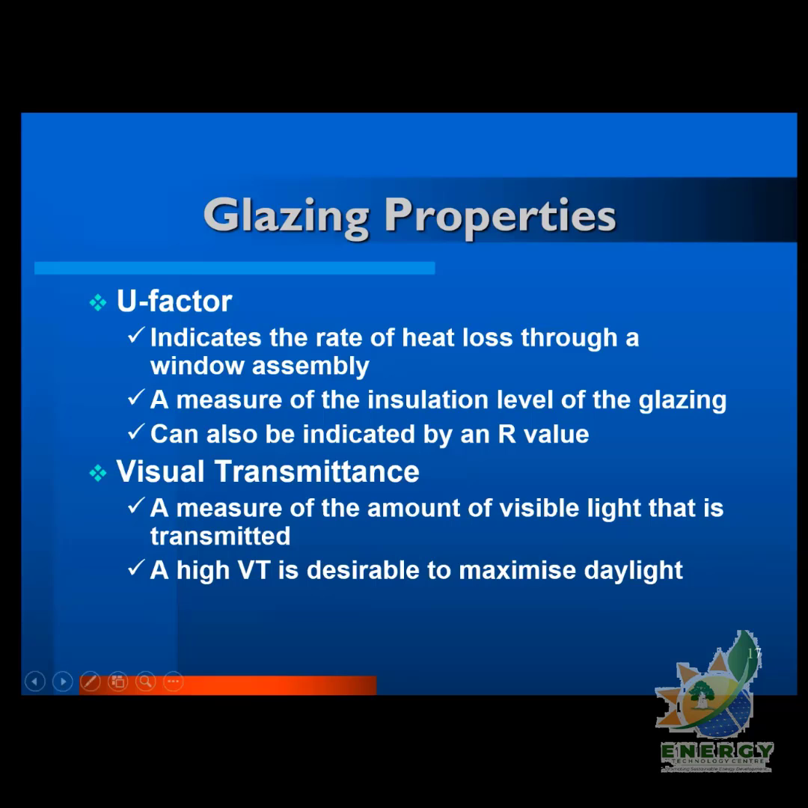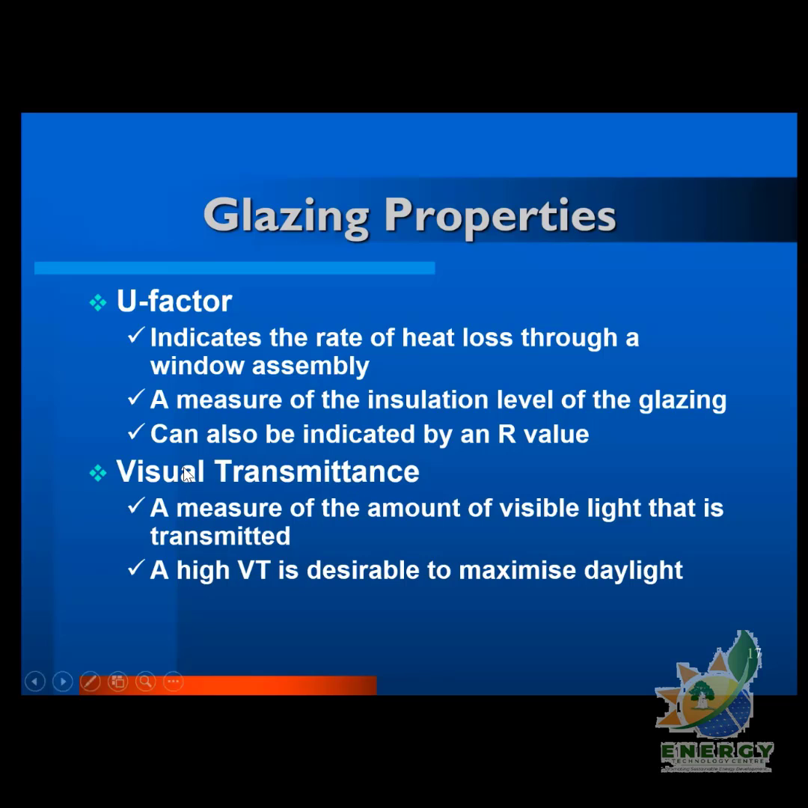Now, if you look at the glazing properties in terms of R values, in terms of resistance to heat loss, these are good if you are using the U factor or R factor, which is the inverse of the U. Now, visual transmittance is a measure of the amount of visible light that is transmitted. A high visual transmittance is desirable to maximize daylight.